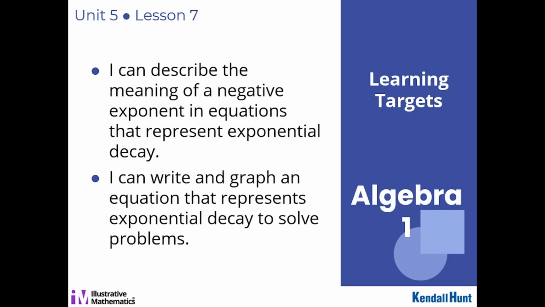The second meaning is that the negative in the exponent tells us we need to change our growth factor to its reciprocal. If it's a whole number, we need to put 1 over the growth factor. And if your growth factor is already a fraction, we need to flip that fraction upside down.